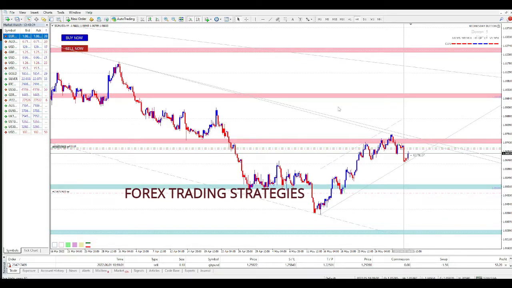It's good if you want to test strategies, if you want to test robots, if you want to test indicators and stuff like that. People sometimes use demo. I don't like using demo so much. I like to test things, to try things in real market conditions.